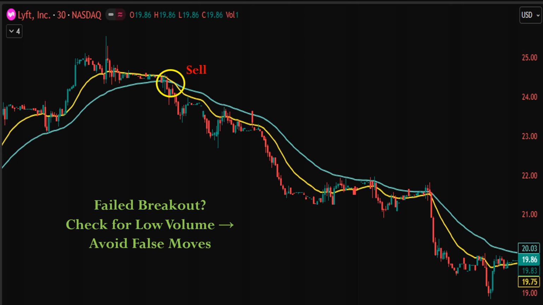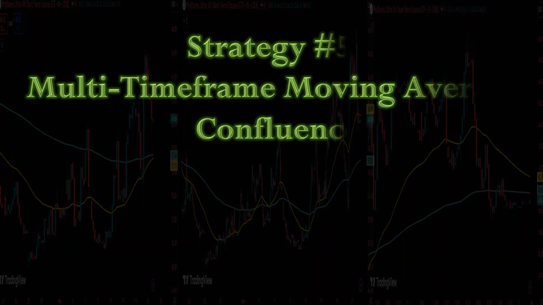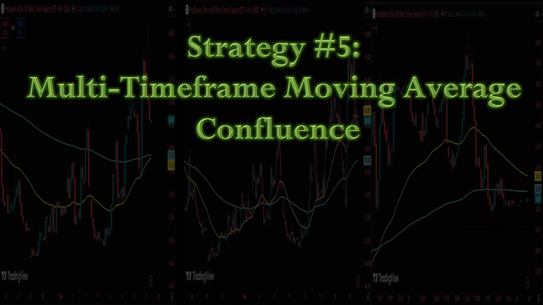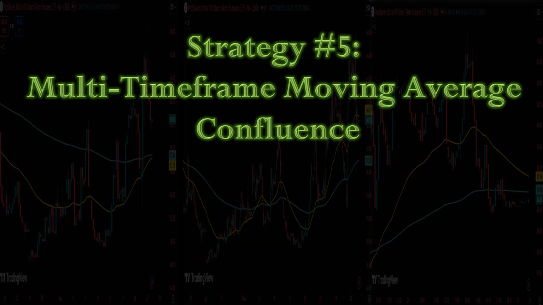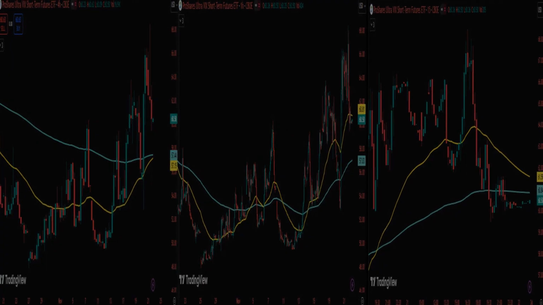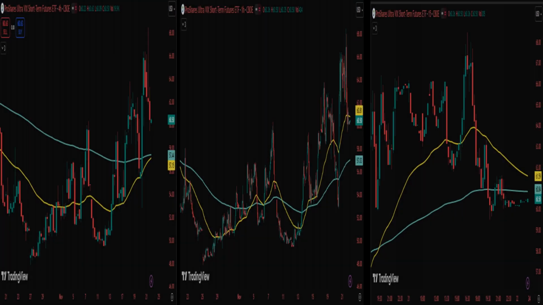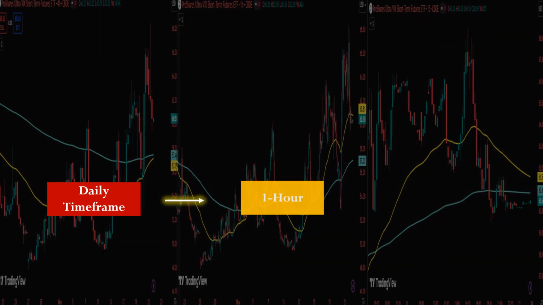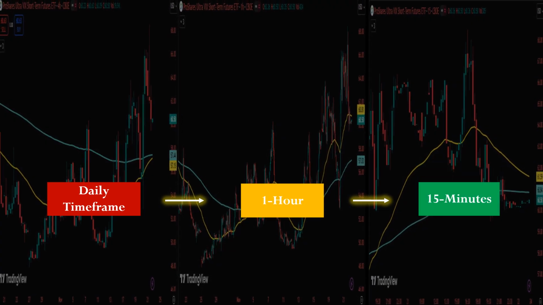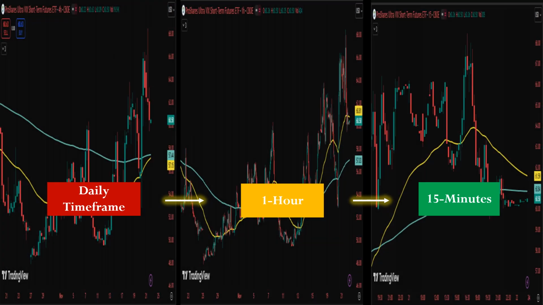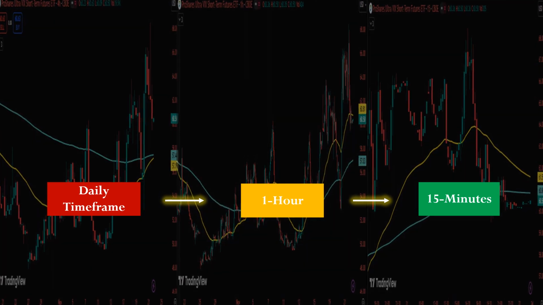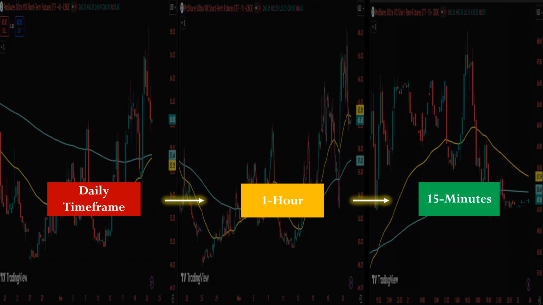But now, let's talk about how professionals avoid fakeouts. And the fifth strategy is the multi-time frame moving average confluence. This is where beginner traders become smart traders. The way this strategy works is you align your trade signals across different higher and lower time frames. That's how you get a confluence and a high probability trade. When your daily, 1 hour and 15 minute EMAs point in the same direction, and boom, that's your confirmation.